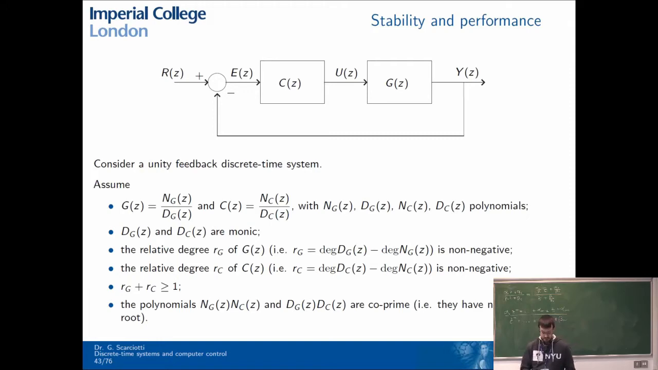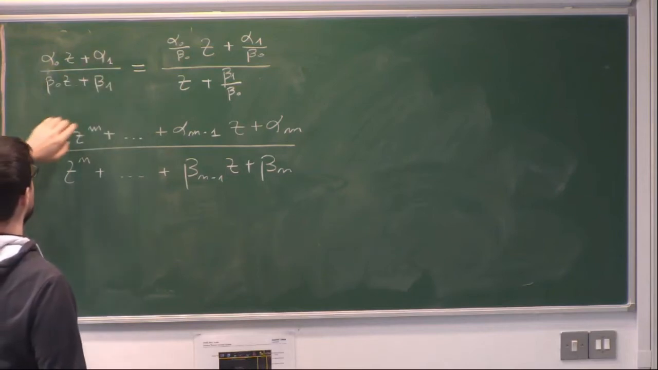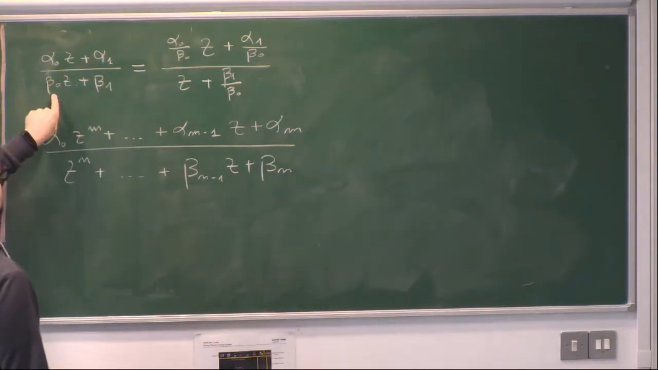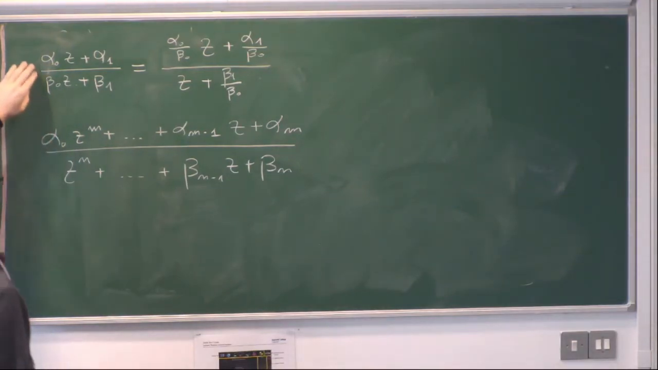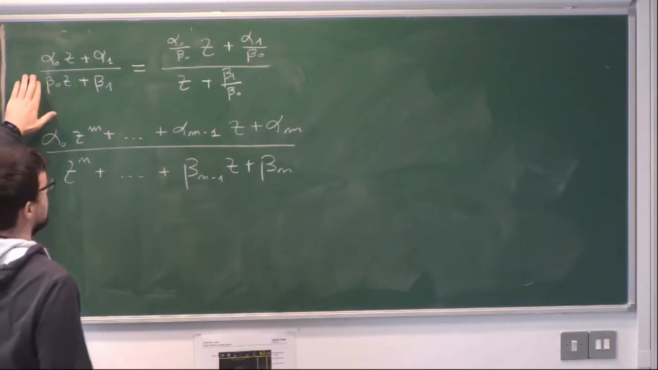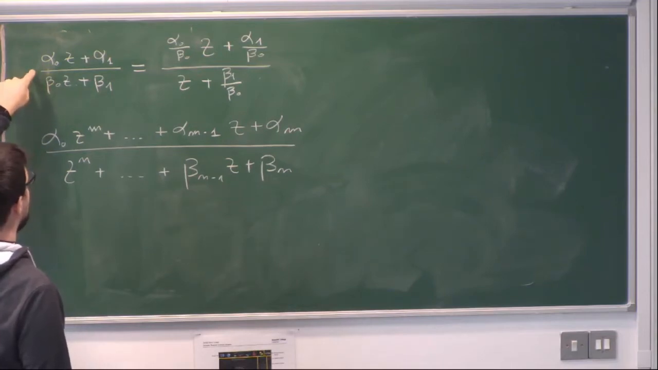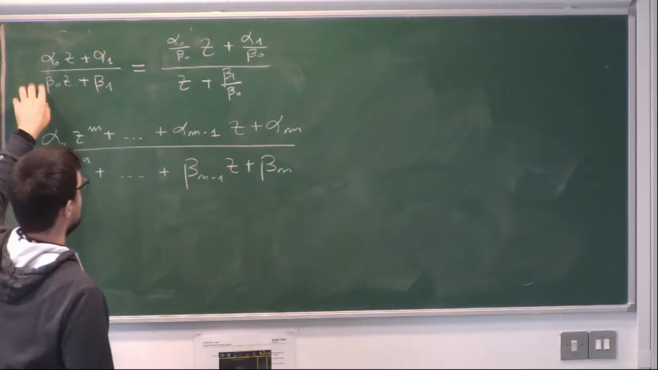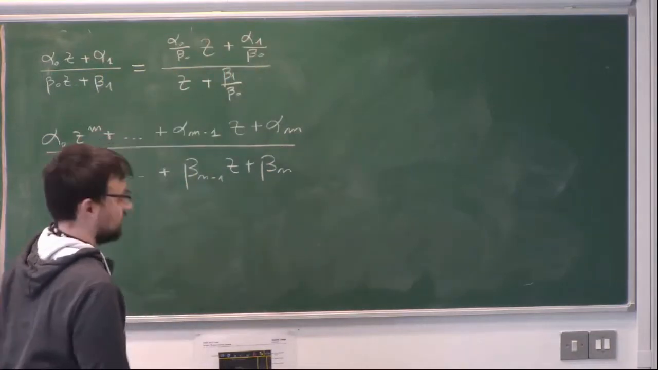So this is not an assumption that makes us lose generality, because if we look at this example, this fraction does not have a monic denominator because we have beta of 0 instead of 1 multiplying zeta. But this can actually be made monic by just doing a simple multiplication and division. So we multiply and divide by beta 0, and what we obtain is this expression. And now we see that the denominator is actually monic.